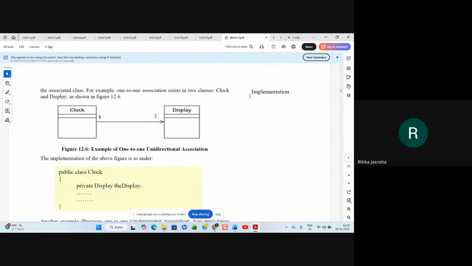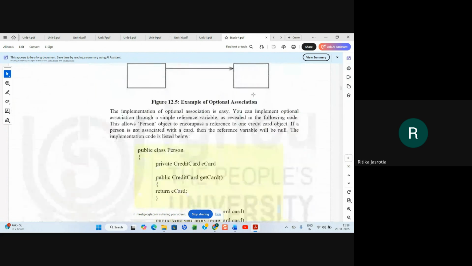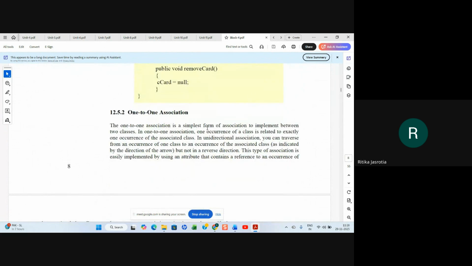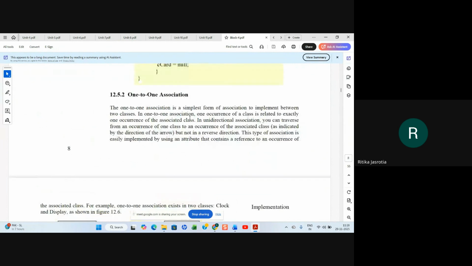This is one to many. This is one-to-one association. I think multiplicity, this one is there. The one-to-one association is the simplest form of association to implement between two classes. In one-to-one association, one occurrence of a class is related to exactly one occurrence of the associated class. In unidirectional, you can traverse from an occurrence of one class to an occurrence of the associated class, as indicated by the direction of the arrow, like this. Clock to display: one way, unidirectional. One clock, one display, but not in the reverse direction.